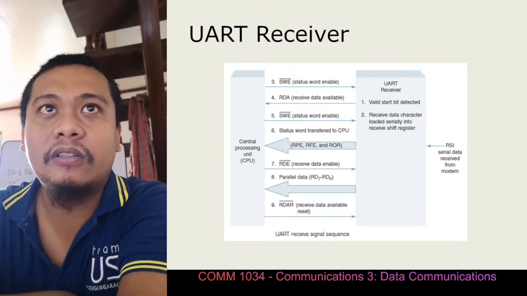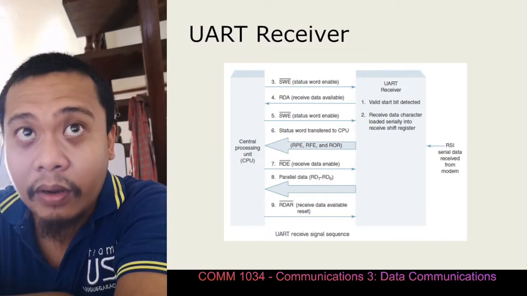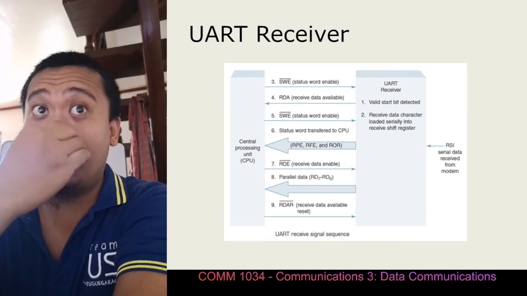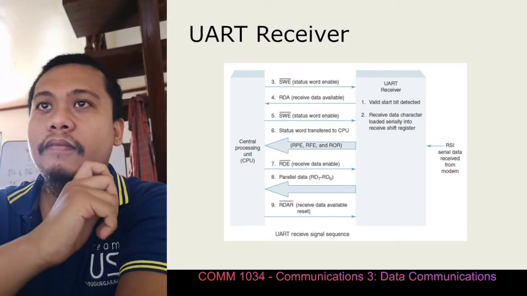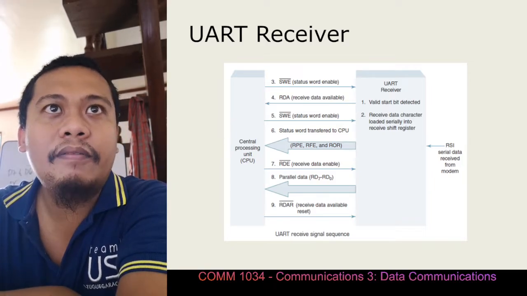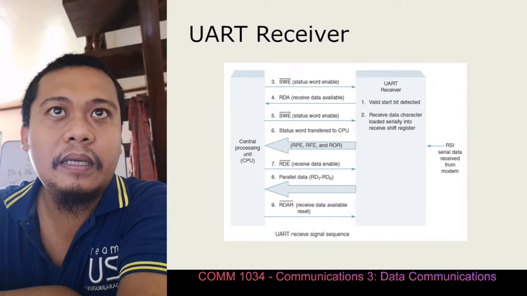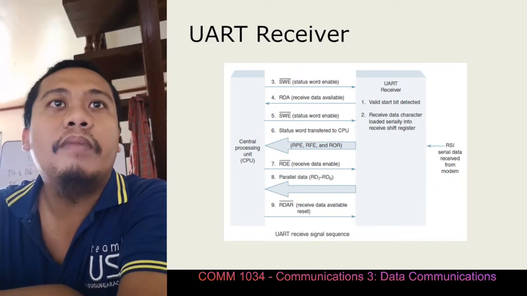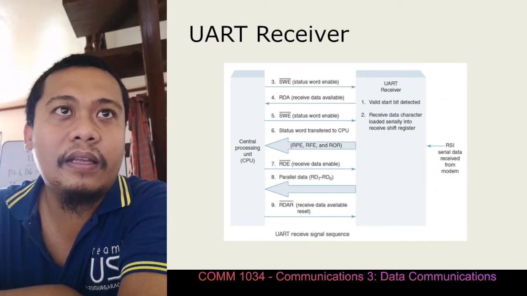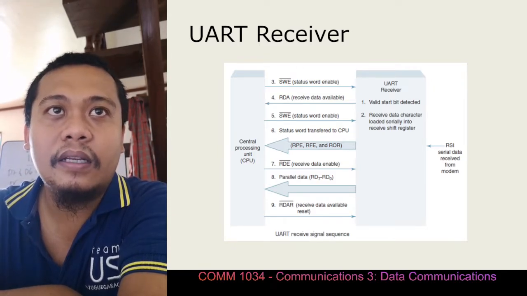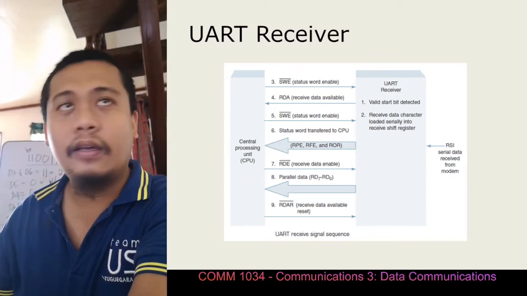So, the CPU reads the status register by activating the status word enable signal, and if RDA is received, the CPU reads the character from the receive buffer register by placing an active signal on receive data enable. Diba? Nag-jump ka agad ng 7, no? After reading the data, the CPU places an active signal on the receive data available reset, which resets the RDA pin. Meanwhile, the next character is received and clocked into the receive shift register, and the process repeats until all data has been received. The figure shows the receive signaling sequence that occurs between the CPU and UART.